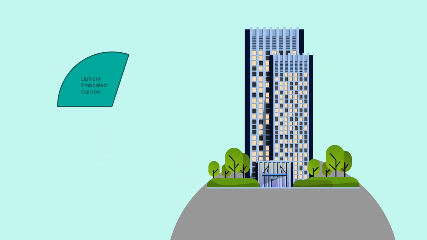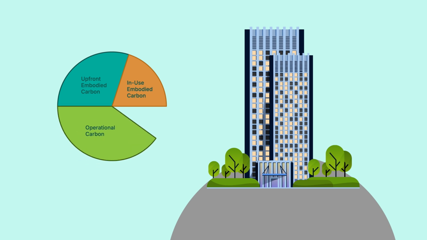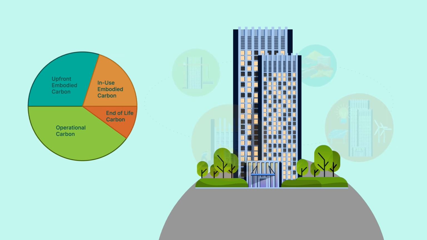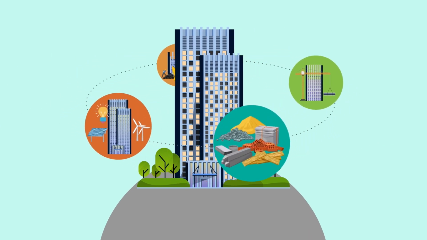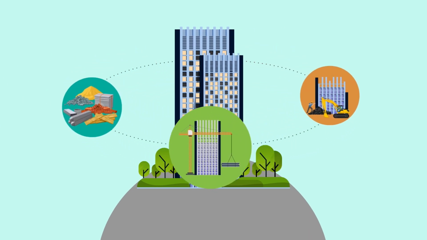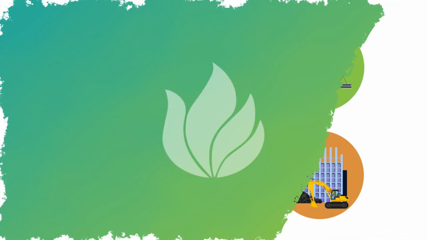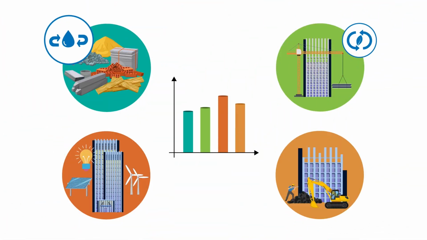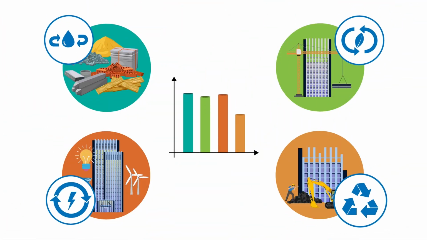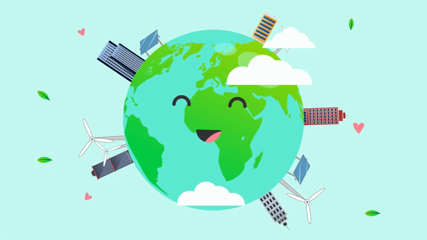By assessing both embodied carbon from materials and construction and operational carbon from energy use during a building's lifetime, these assessments provide a comprehensive view of a building's total carbon footprint. This holistic approach helps identify where carbon can be minimised, leading to smarter, greener buildings worldwide.